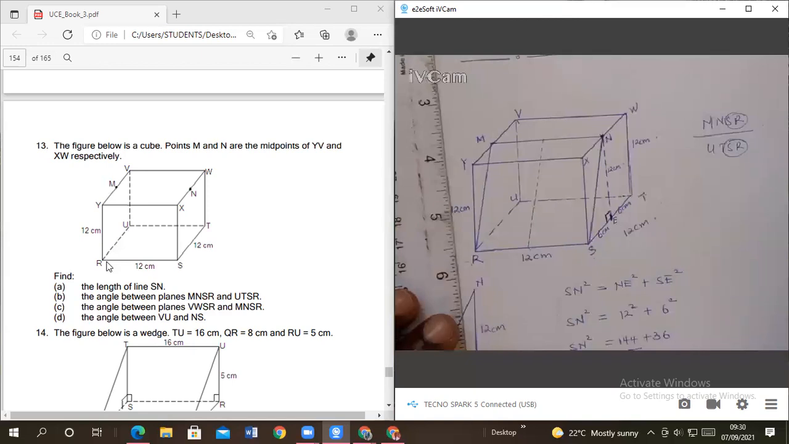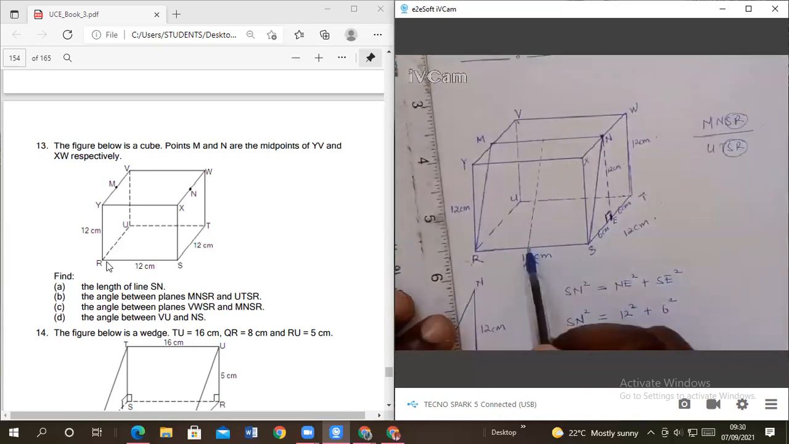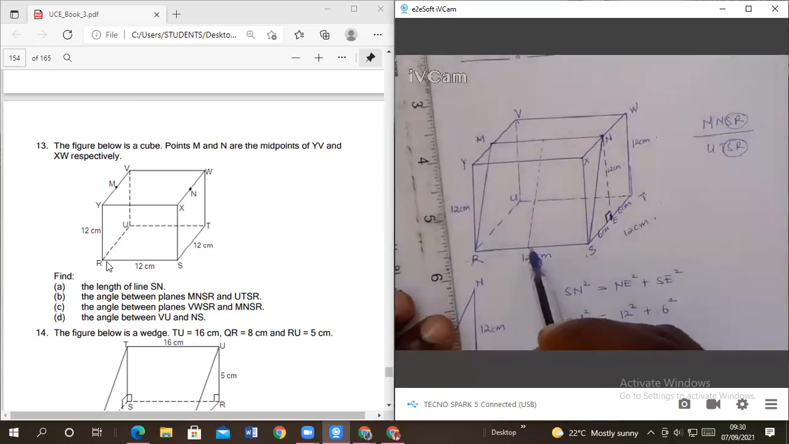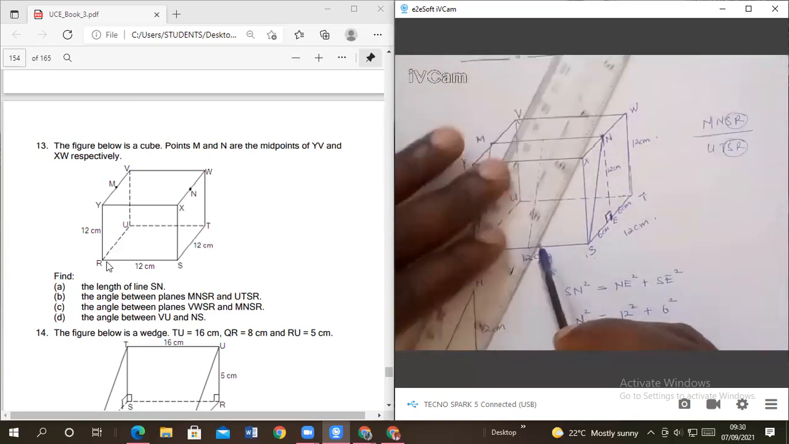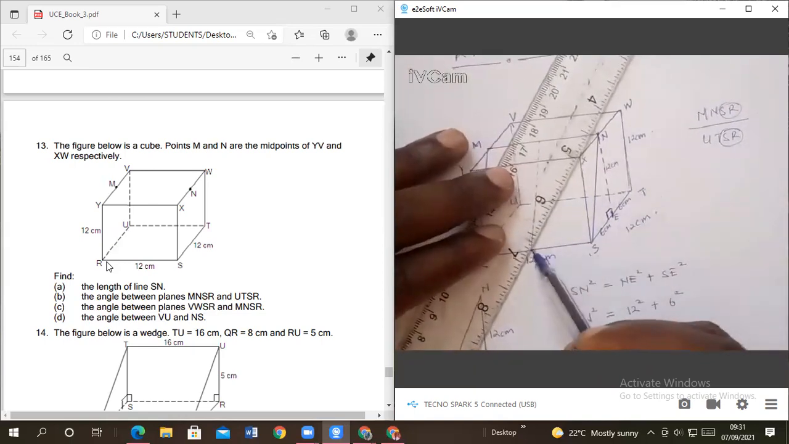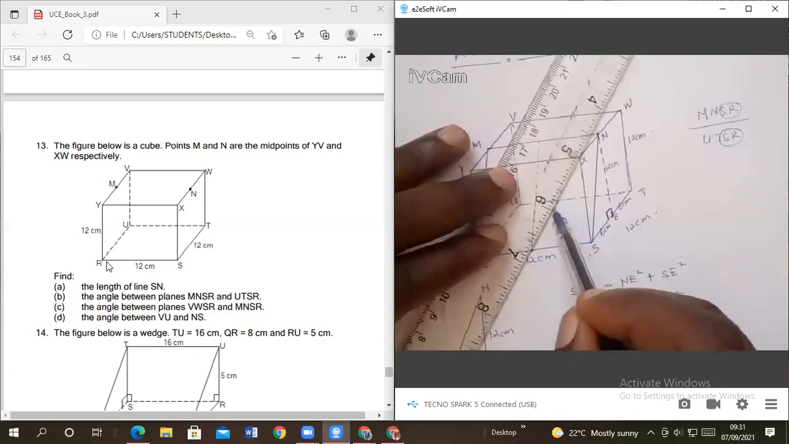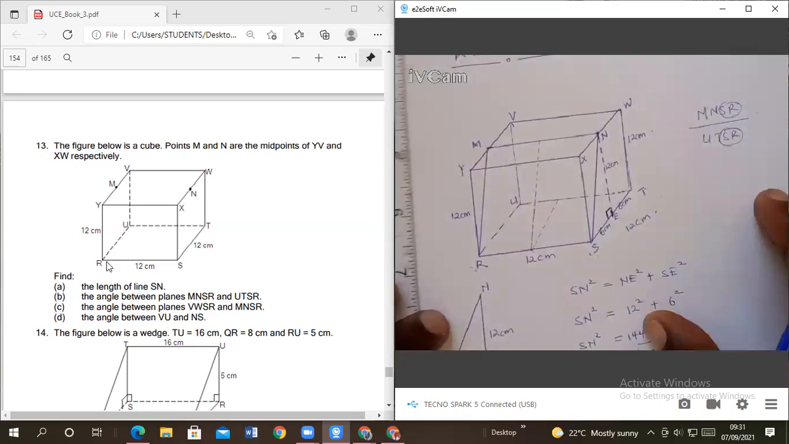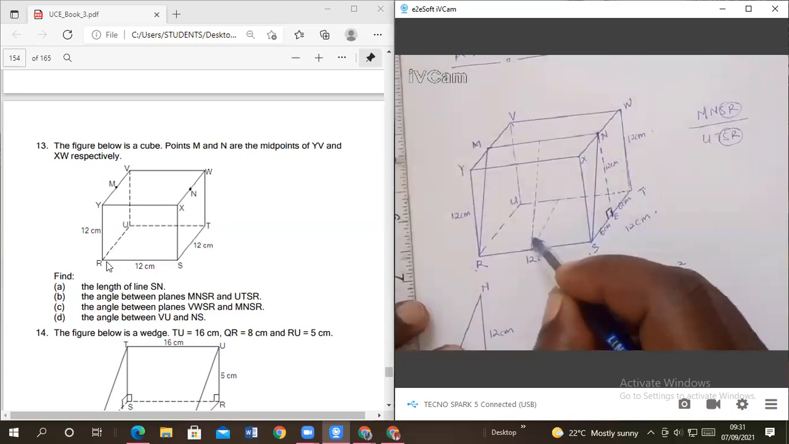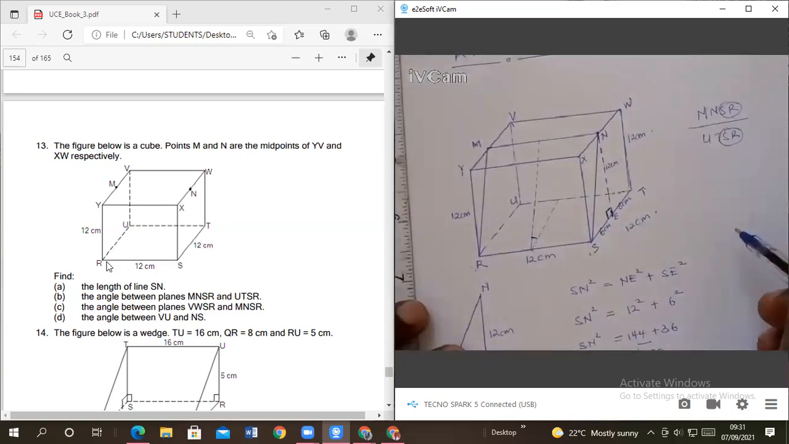So that line is the line that is bisecting the plane MNSR. So we draw another line that bisects UTSR, but that line should touch this same point here where the first line is. It should bisect UTSR into two, but it should touch this point. And to draw that line, we put this one in the middle. So we are bisecting this into two. And we have that. Okay. So the angle they want is this angle here. That's the angle they want.